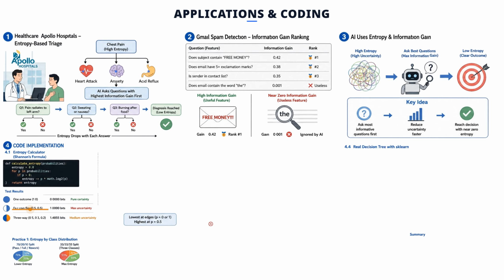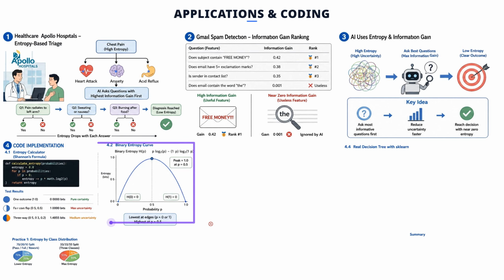This behavior is beautifully visualized in the binary entropy graph. Notice this hill-shaped graph. Entropy is lowest at the edges where probability is near 0 or near 1. It reaches its absolute peak of 1.0 exactly at the center where the probability is 0.5. This perfectly visualizes how uncertainty is maximized when outcomes are equally likely.